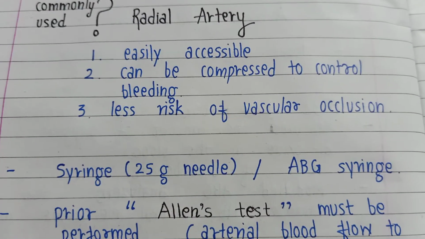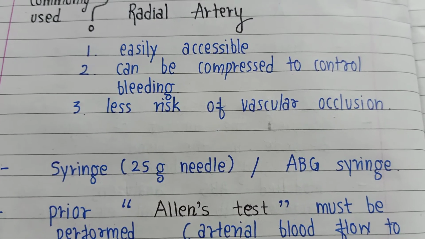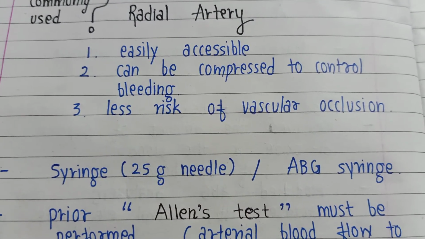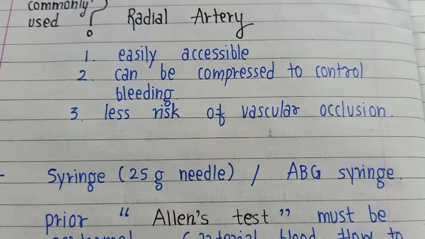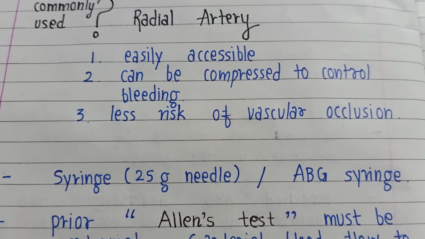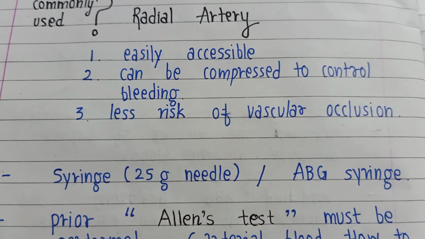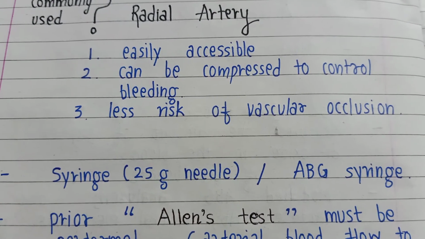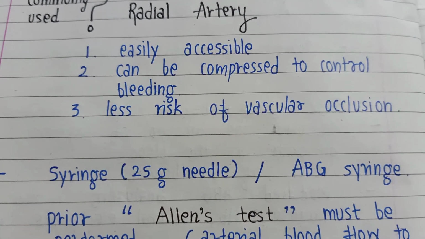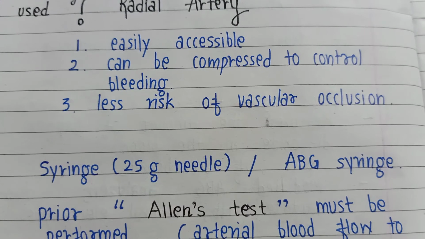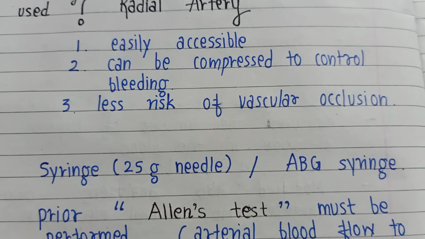Apart from that, special ABG syringes are available, which already contain heparin, an anticoagulant, which is very important in this test. If it is not available, then a plastic syringe or glass syringe can be used, but the needle size must be 25 gauge, and the syringe and needle must be heparinized.